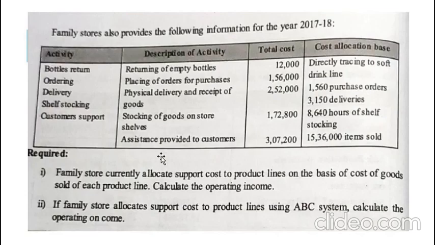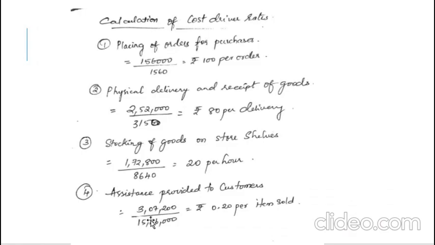Then the next activity is assistance provided to customers, which is 3,07,200. The cost allocation base for it is 15,36,000 items sold. Assistance provided to customers is customer service, so the number of items sold will be considered, because only after convincing and customer services, or everything related to customer satisfaction, will the items be sold. Based on the number of items sold, the customer services will be rendered. So 3,07,200 divided by 15,36,000 will give us rupees 0.20 per item sold.